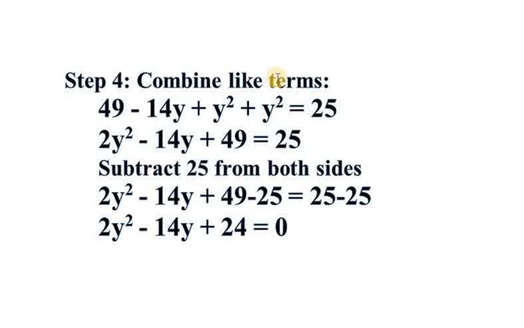Step 4: combine like terms. 49 minus 14y plus y raised to 2 plus y raised to 2 is equal to 25. y raised to 2 plus y raised to 2 is equal to 2 times y raised to 2, minus 14y plus 49 is equal to 25.